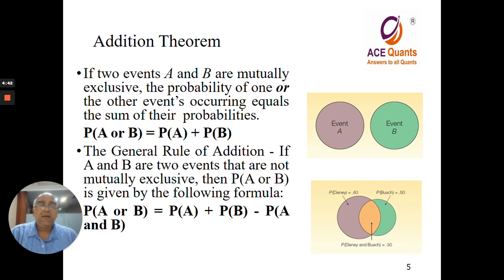So consider a small diagram where we have got event A and event B. In the first instance, there is no overlap. That is called mutually exclusive.